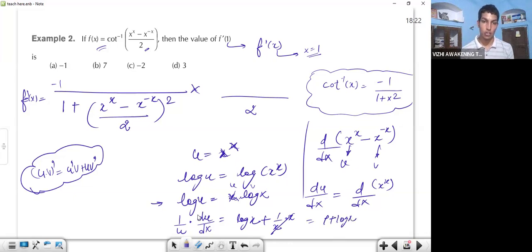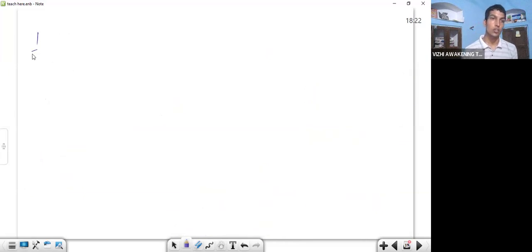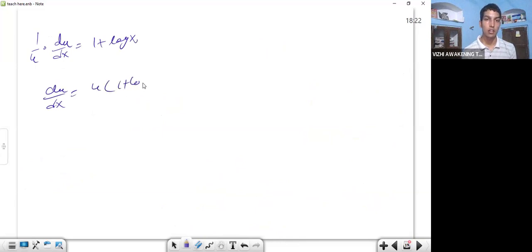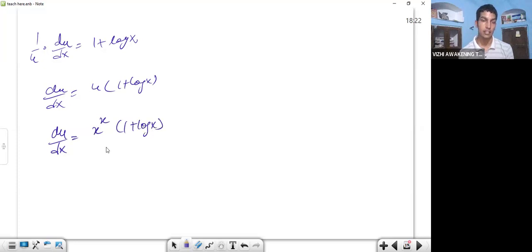We have to find out du by dx, right? So we will send u to the right hand side. So what we had earlier, 1 by u du by dx equals 1 plus logarithm x. So du by dx will become u into 1 plus logarithm of x. So what is u? u is x raised to power x. So du by dx is x raised to power x into 1 plus logarithm of x.